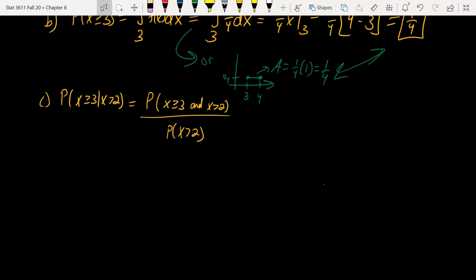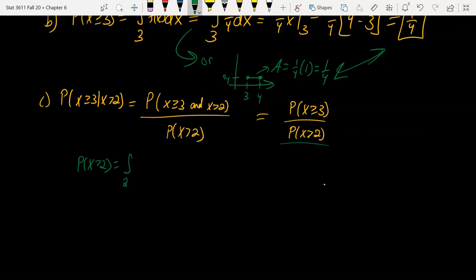And so let's see here. What's the intersection of being greater than or equal to 3 and greater than 2? Well, greater than or equal to 3 is more restrictive than greater than 2. So the intersection there is just the probability that x is greater than or equal to 3, divided by the probability that x is greater than 2. And we already know the probability that x is greater than or equal to 3 is 1/4. And so we would just need to know what is the probability that x is greater than 2.